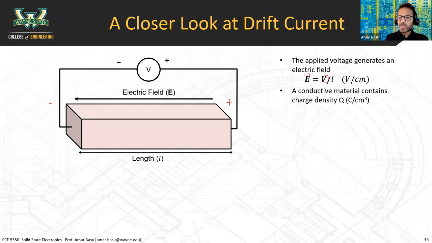Okay, next concept. A conductive material contains charge density Q. You can't have electricity unless you have charge carriers. So you have to have some non-zero charge density.